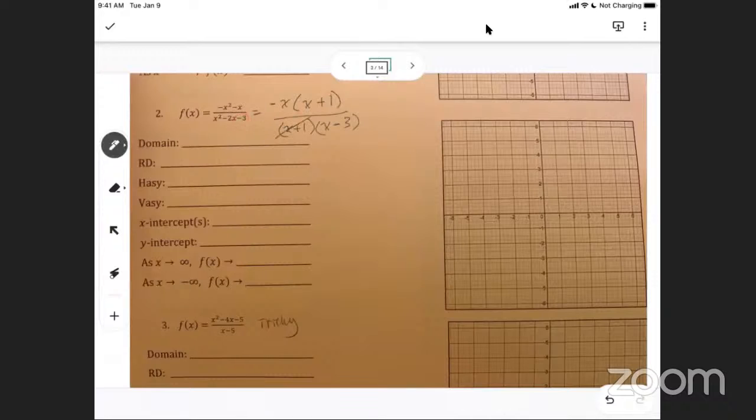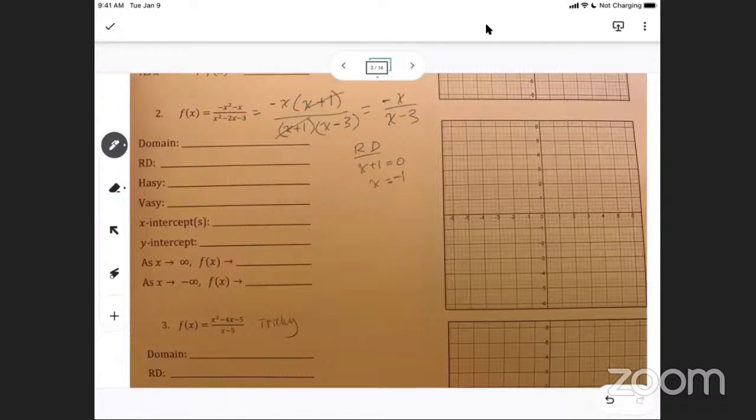So what cancels out? The x plus ones. So x plus 1 is your removable discontinuity. So x is -1. That's where you're going to have your hole. And your new function is negative x over x minus 3. Right? Yeah. Let's deal with the hole first, the removable discontinuity.